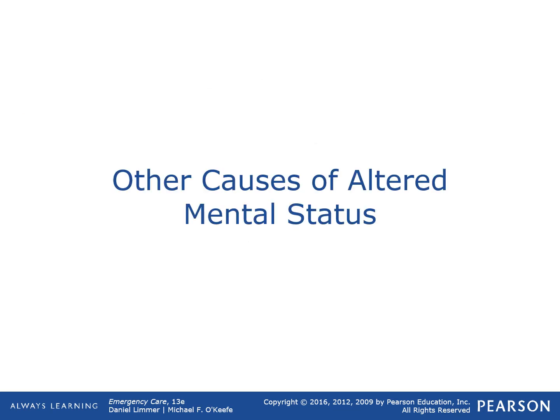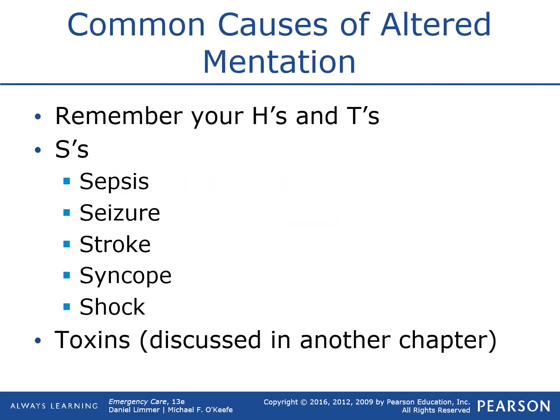All right, so moving into the other causes of altered mentation. There are a lot out there. Like I said at the start, diabetes is a huge one that we see a lot of problems with, but there are several other causes of altered mentation. So remember your H's and T's that we talked about at the start of this presentation? We're going to review them again in the next 2 slides. We also have our S's. Our S's are general things that might cause altered mentation. And we're going to talk about all these a little bit later.